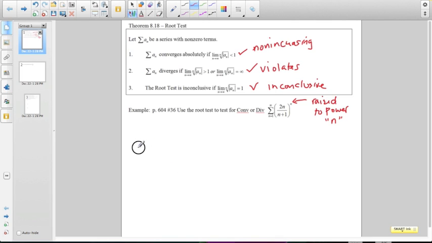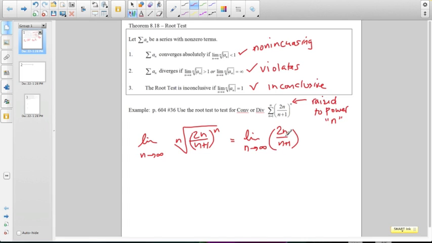So in this situation, we're going to evaluate the limit as n goes to infinity of the nth root of 2n over n plus 1 to the nth power. And so the whole idea here is to get the roots and the power to cancel out. So we're looking at the limit as n goes to infinity of 2n over n plus 1. The stuff that's in the power is basically going to behave the same as the entire series. So I'll do a quick L'Hopital's here to evaluate this limit.